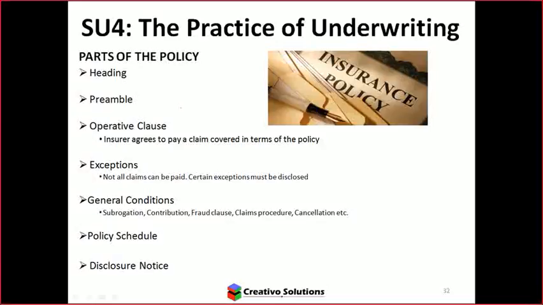These aren't so important. I haven't seen them test too much about the detail around this. What I have seen, though, is the exception. They normally talk about an exception versus an exclusion. We'll discuss the differences later. There is a slight difference between the two, and we'll discuss what they are later on. Okay, they are general conditions.